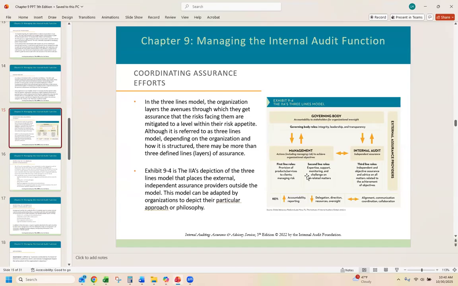You've got now in this one your first and second line that's within management. So your first line are the ones that are actually doing, where the controls are located. Your second line are going to be those that are monitoring or overseeing. And then internal audit is your third line, independent and objective. And then the board of governors, the governing body, needs to be communicating with everyone to make sure that things are working the way they should, and if they're not, to get things corrected.